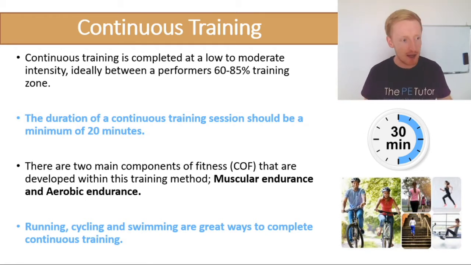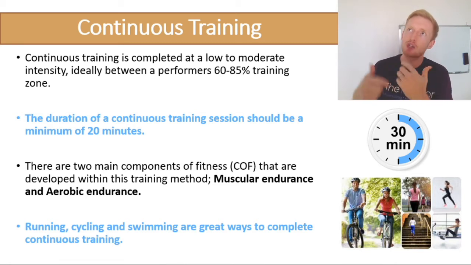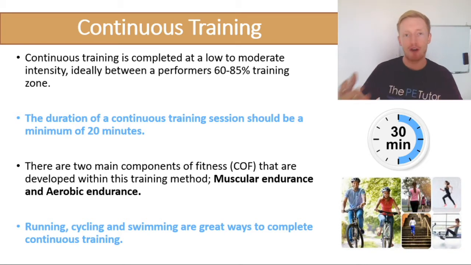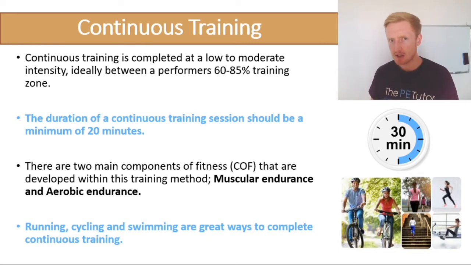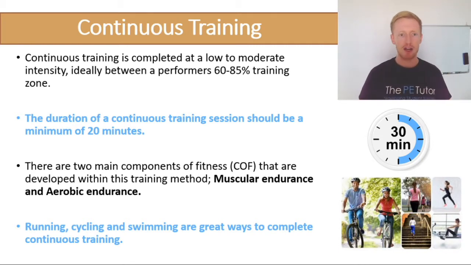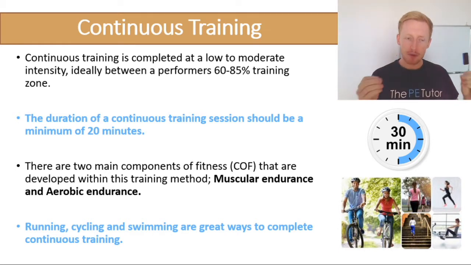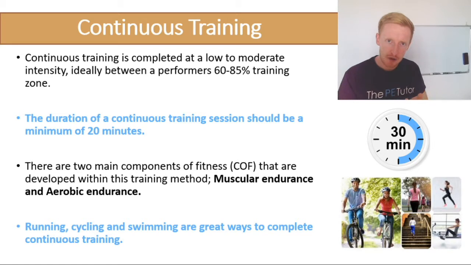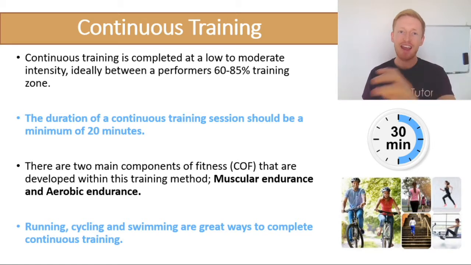Take, for example, a sprint cyclist. Now, they won't necessarily need continuous training to be too prevalent in their training regime, because come performance, they don't actually need to cycle for more than 1 minute. So we need to weigh up the pros and cons of continuous training, but the broad approach to continuous training is this 20 to 30 minute window at 60 to 85% of our training intensity.